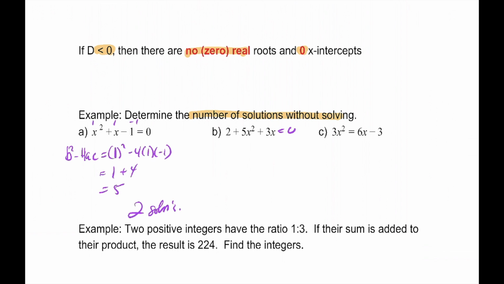Missing something here, that should be equal to 0. So here a is 5, b is 3, c is 2. So it's not written in standard form, so just recognizing that there's the x squared, there's the x, and there's the constant. So here b squared minus 4ac is equal to 3 squared minus 4, a is 5 and c is 2, and I can almost see right away 9 minus 20 times 2 is 40, which is negative 31. So in this case there's going to be no solutions.